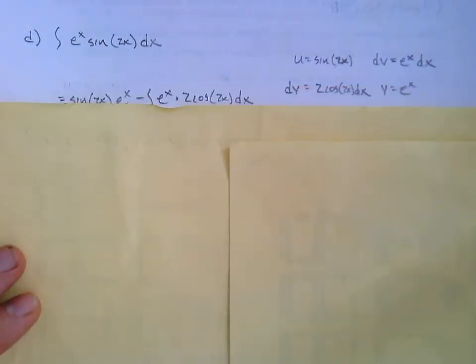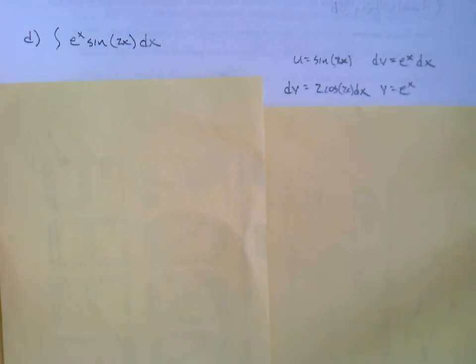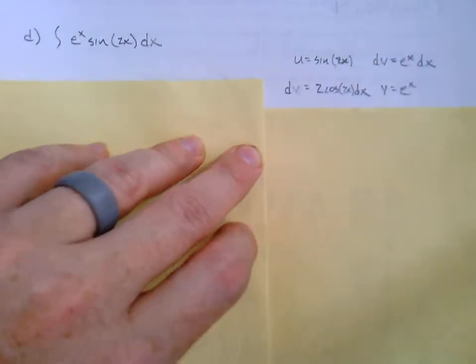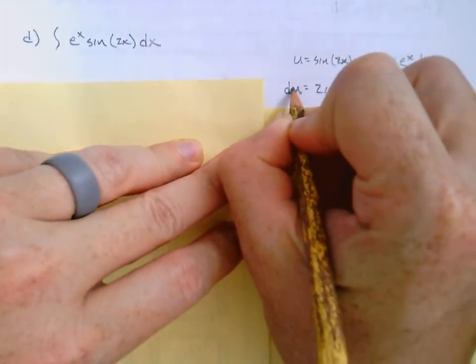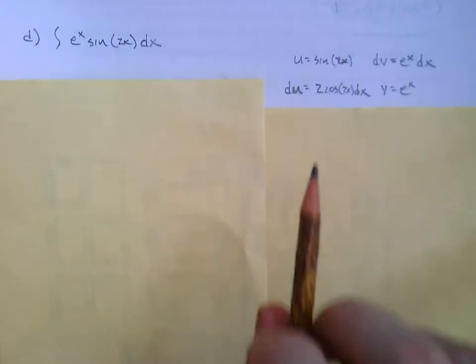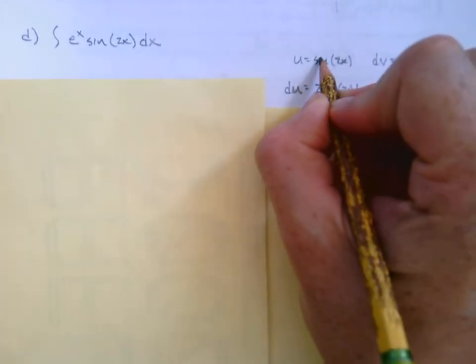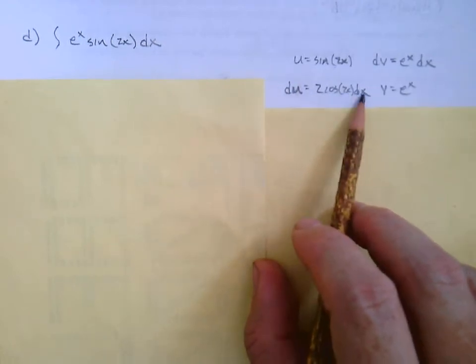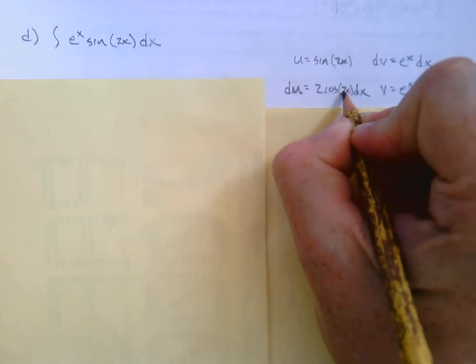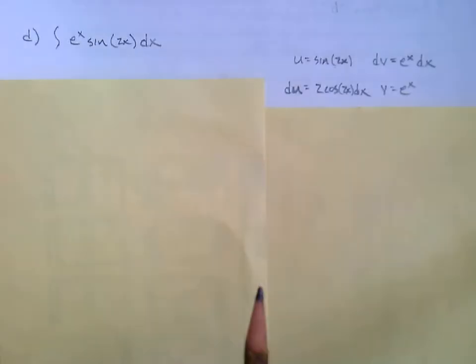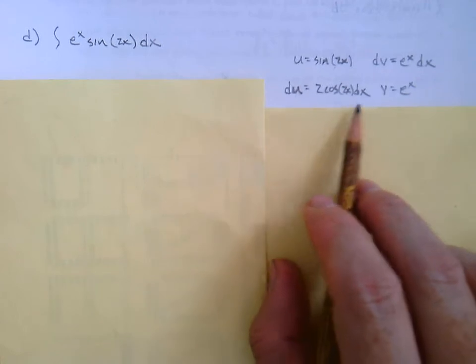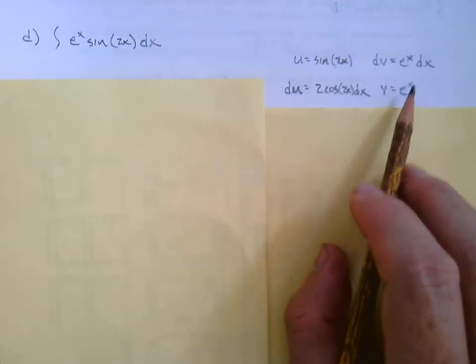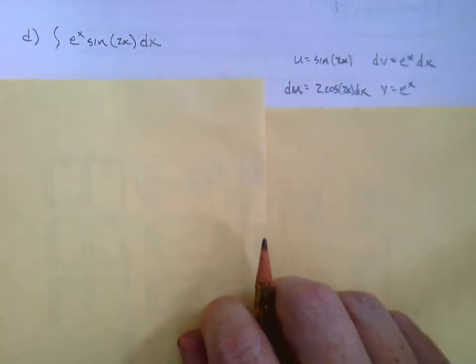Okay, let's see. Oh, looks like a little typo here. This is du. My mistake. What are du and v? Okay, so sine 2x. Then du would be 2 cos 2x dx, right? With the chain rule happening, dx on the end. The antiderivative, well, that's manageable. That's just e to the x.